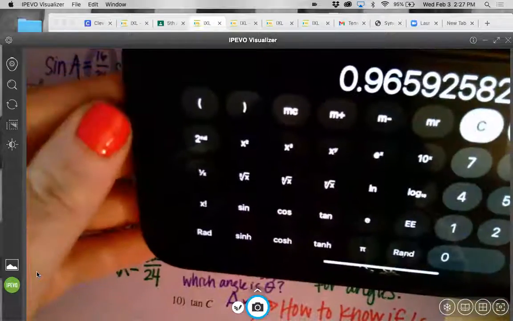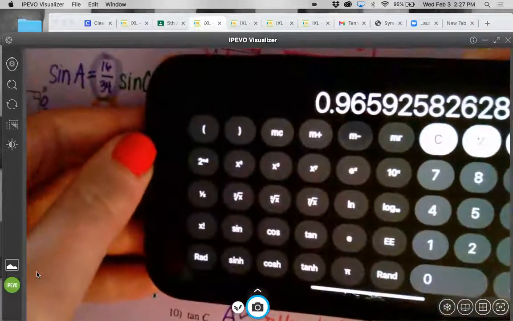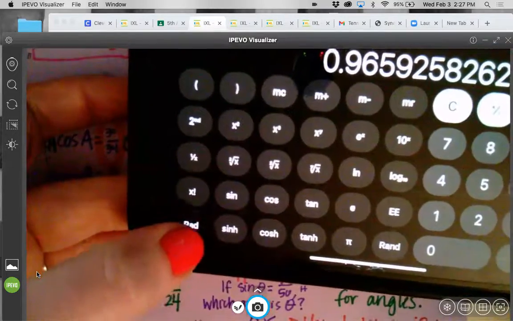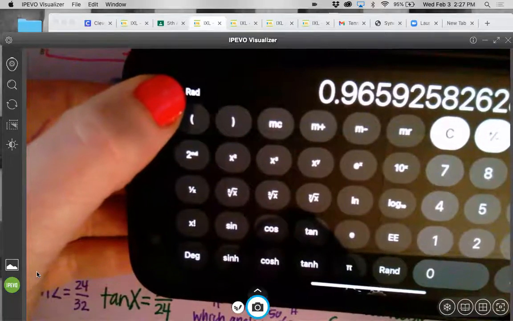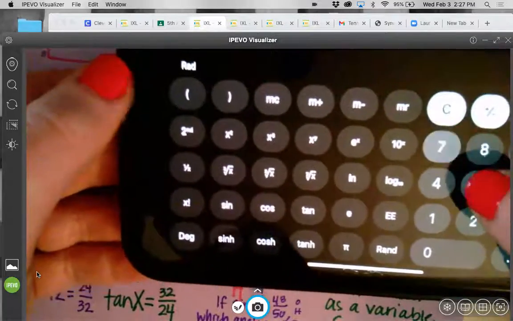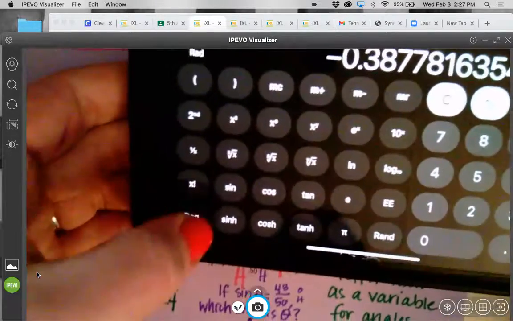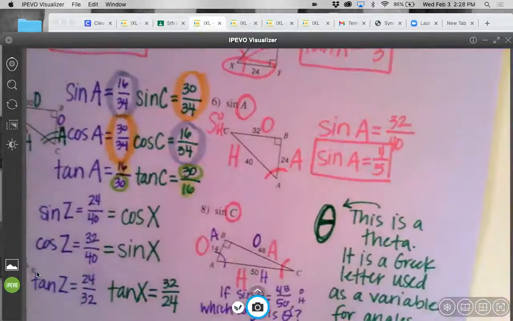Also make sure, if you're using your phone, the ones in class are already set up this way, but there are 2 different ways you can calculate these: radians and degrees. If it says RAD up there, you don't want that. It will give you a different answer. Watch, 75 sine. See, it's a different answer. You want it in degrees.